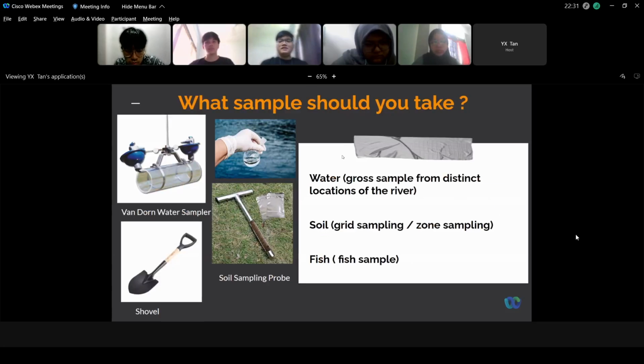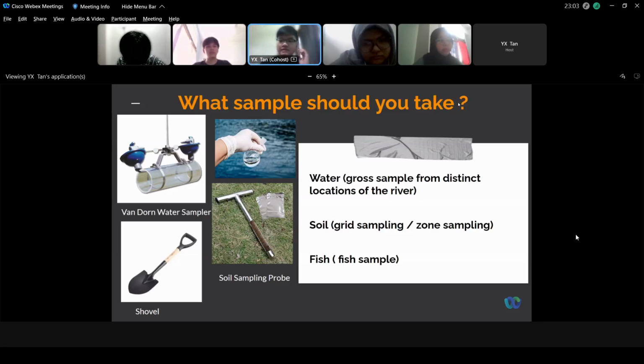So basically there are three samples that we're going to take. The first one is the water sample. For the water sample, we can take the grab sample from different locations of the river. If the river is not deep, we can just directly take the sample in the center of the river flow. Before we take the sample, we need to wash the container that we're going to use three times by using the river water. Then we fill the water sample, close it tightly, then label it.